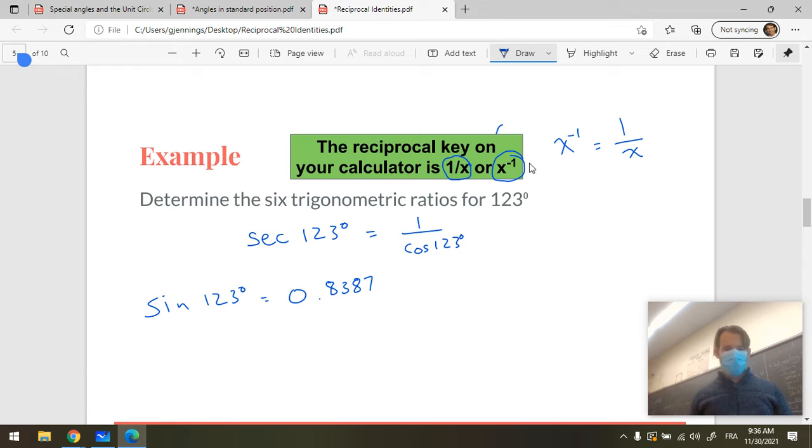Now, if I want to know the cosecant, the CSC of 123, that's going to be 1 divided by that. So I can just do my inverse button, and I found it on this calculator the other day. There it is. So I go second function, that equals 1.1924.